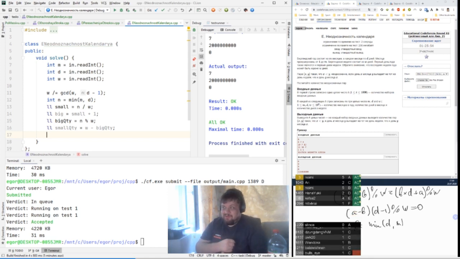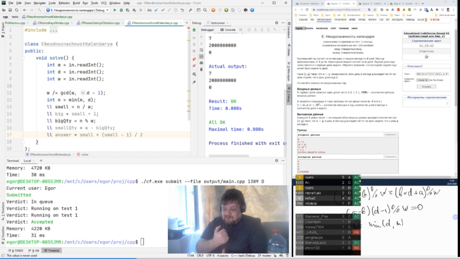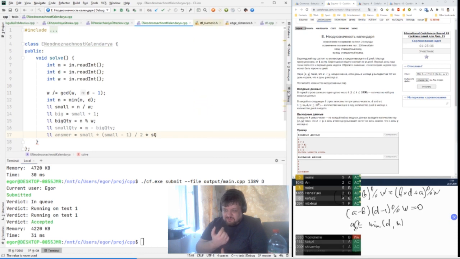suppose we need to select numbers from 0 to 5, and we have remainder modulo 4. Then remainder 0 and remainder 1 have 2 exemplars, and remainder 2 and remainder 3 have 1 exemplar. And we need to solve for them separately.